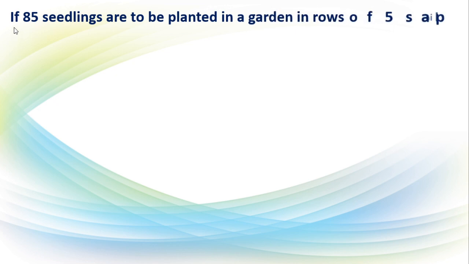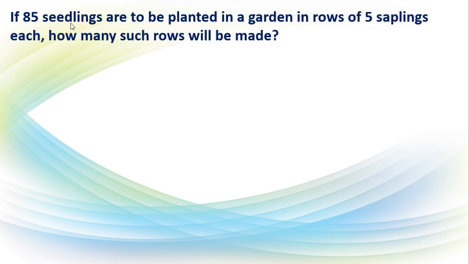If 85 seedlings are to be planted in a garden, seedlings means small plants, in rows of 5 saplings each, how many such rows will be made? Yes, 85 divided by 5. Correct? In one row 5 saplings will be there and total saplings are 85. So how many rows we will get?